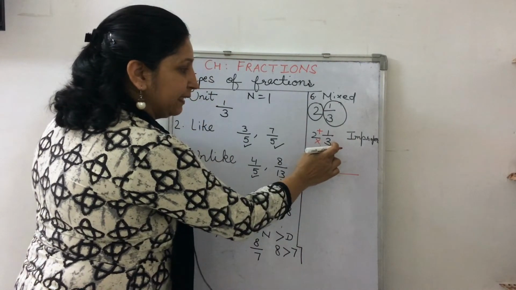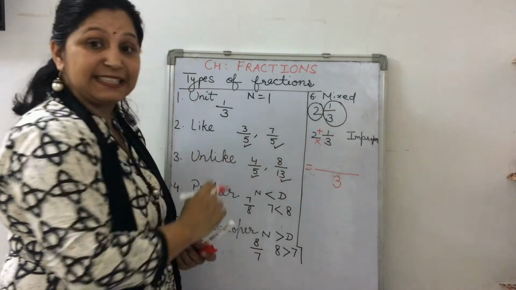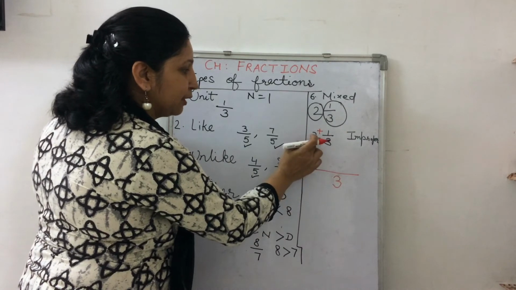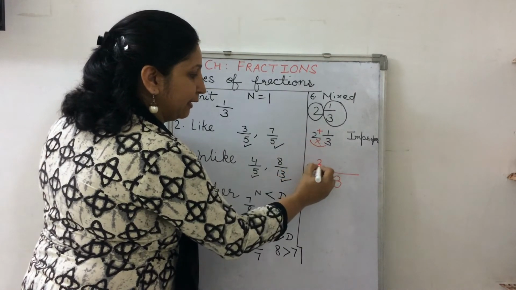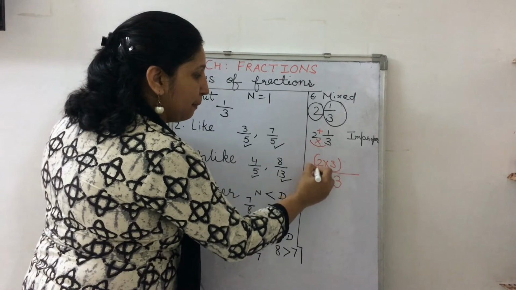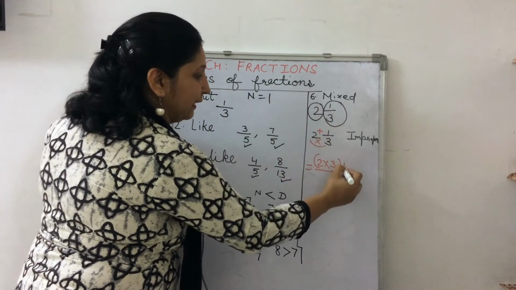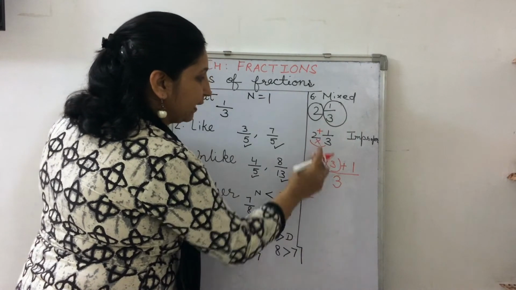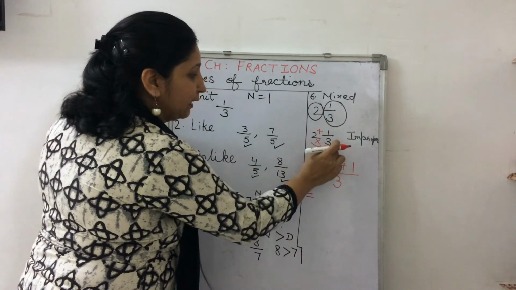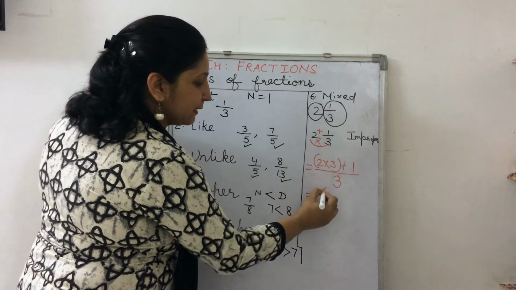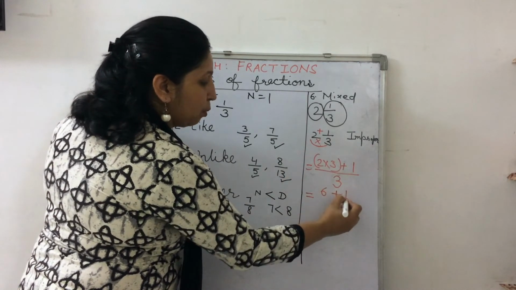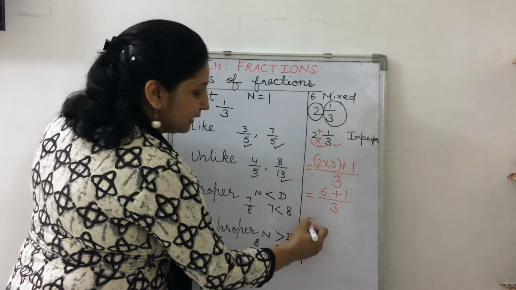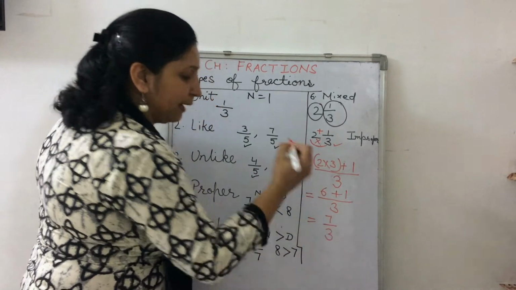This is denominator, so denominator will be as it is, 3. But now this 2 and 3 will be multiplied, and then we add 1. So this has become 2 multiplied by 3, that is 6, plus 1, and the denominator is as it is. So this has become 7 divided by 3.